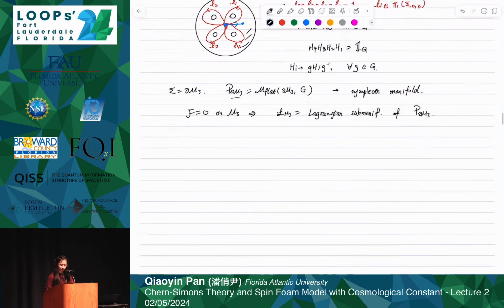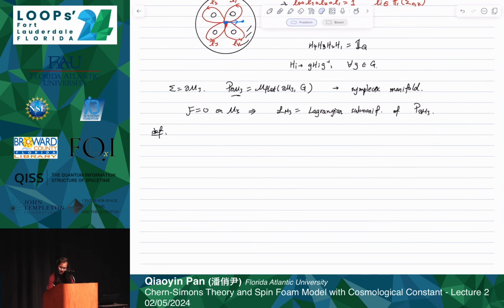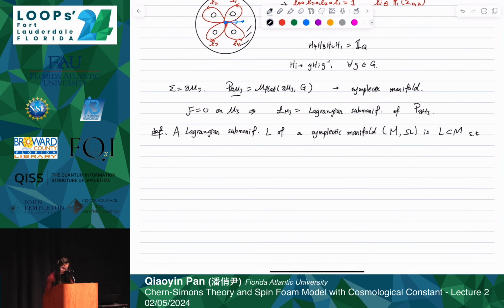What is a Lagrangian submanifold? Let me give you the definition first. A Lagrangian submanifold, say L, of a symplectic manifold, which I call M. It's a symplectic manifold, so it also has a symplectic structure. It's a submanifold of this symplectic manifold such that the symplectic form, if I restrict it to this submanifold, gives us zero. And also, the dimension of this submanifold equals one half of the dimension of the original symplectic manifold. And this is not something that is very new.